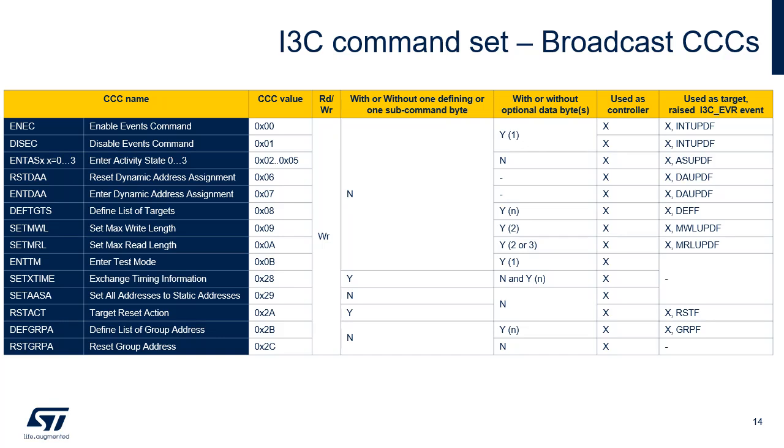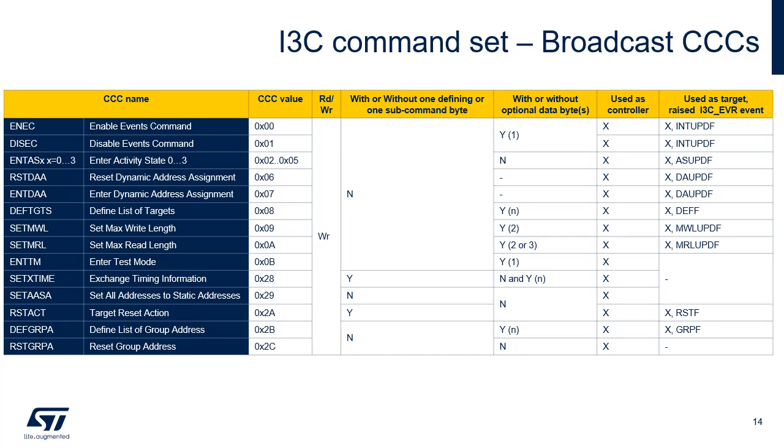The following CCCs are related to addressing: RSTDAA, ENDAA, SET-A-ASA, DEF-GRPA, RST-GRPA. The ENTA-S0 to 3 CCCs allow the active controller to inform one or all target devices that it will not be active on the I3C bus for an approximated amount of time, so that the target devices may use a lower power state during that period.